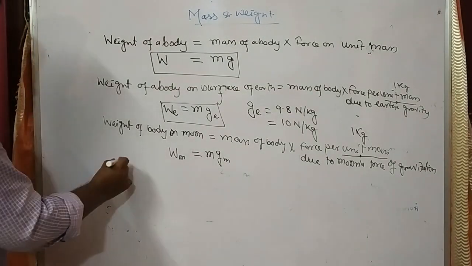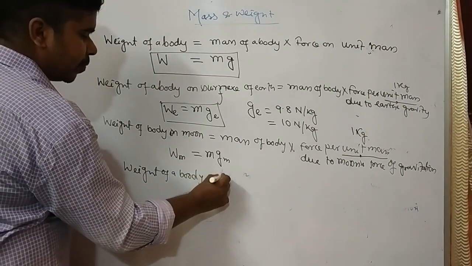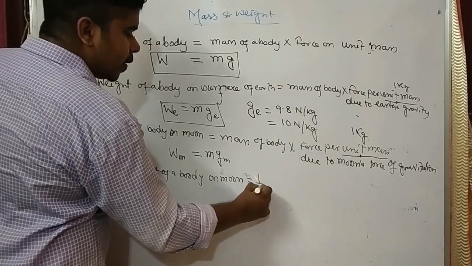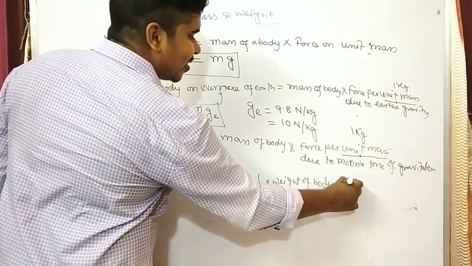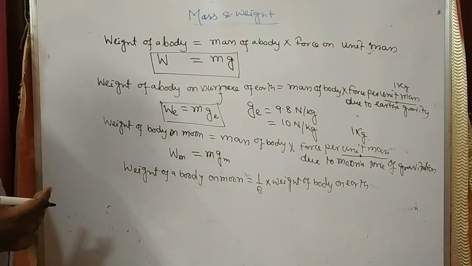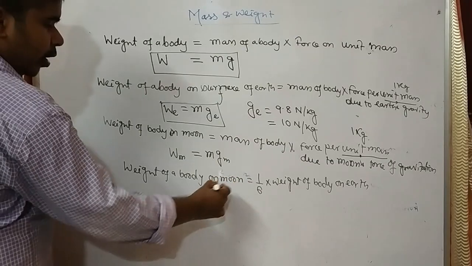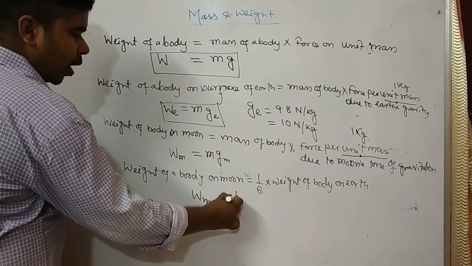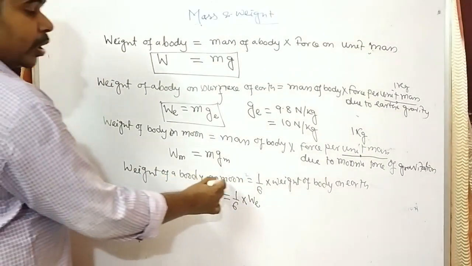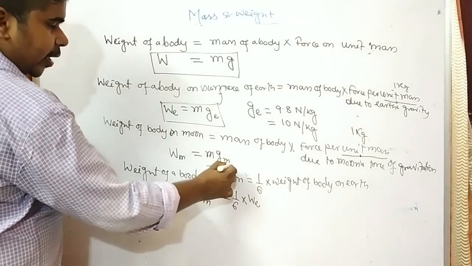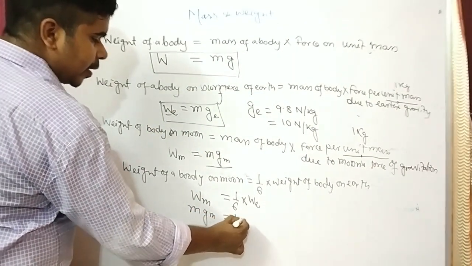Now it is told that the weight of a body on moon is equal to 1/6 of the weight of the body on Earth. It means on Earth the weight of any body is more than on the moon. How much more? 6 times. So if I write the weight of the body on moon as Wm, it equals 1/6 of We. We is the weight of the body on Earth, Wm is the weight of the body on moon. So Wm is written as m GM, and We as m GE, so it can be written as 1/6 into m GE.